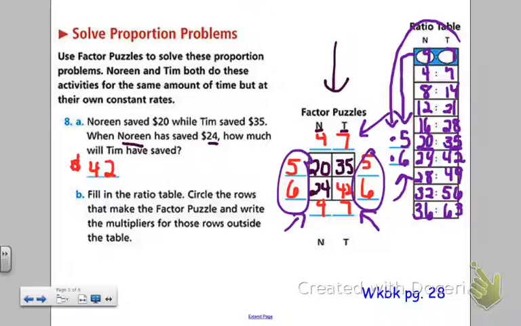So the ratio table, just like the factor puzzle, has the numbers we're multiplying with on the left and the right side, and the ratio table and the factor puzzle have the basic ratios on the top.